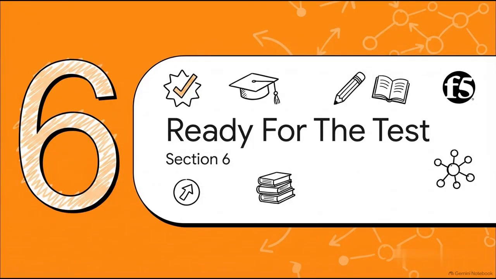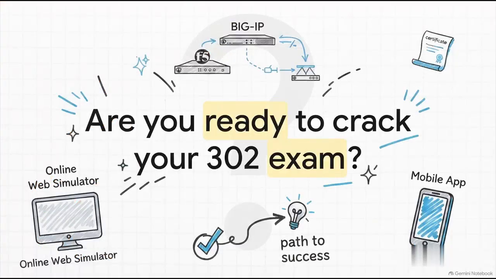Finally, Section 6, ready for the test. So what's the bottom line here? Are you ready to crack your 302 exam? Seriously, do not let test anxiety hold you back. Head straight over to easyquizzes.com, leverage their online web simulator and that mobile app, and go claim your F5 certification. You've absolutely got this.